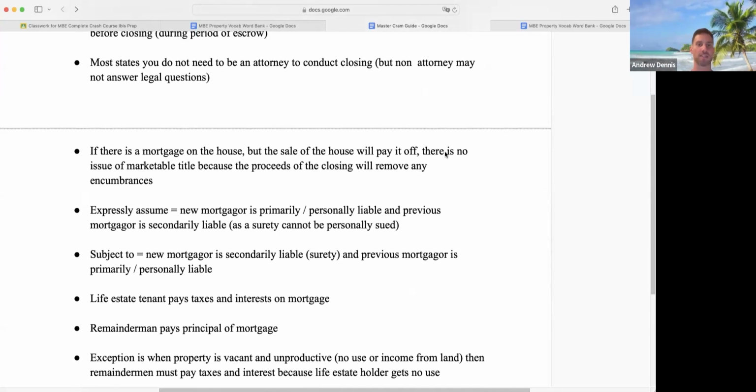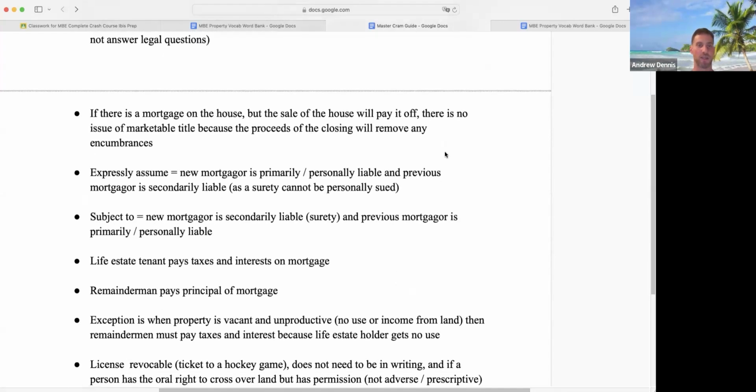In most states, you do not need to be an attorney to conduct a closing, but the non-attorney may not answer legal questions. If there's a mortgage on the house, but the sale of the house will pay it off, there's no issue of marketable title because the proceeds of the closing will remove any encumbrances.